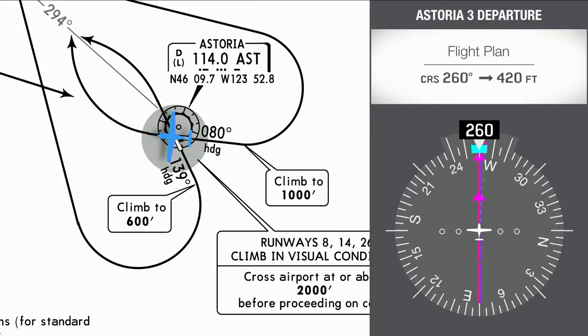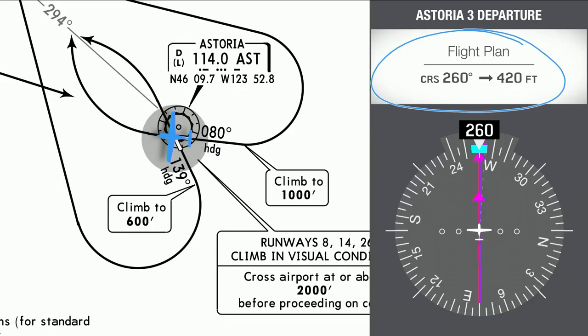Okay, so we're going to use the same Jeppesen chart. We're just overlaying ourselves, and we're going to walk through what's going to happen. You can see on the right side our flight plan right there. And since this is the Astoria 3, we can pull this up in our GPS database and allow the aircraft to navigate us through.